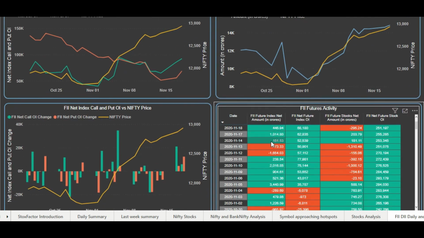You can see that continuously they have been buying the long positions in the index. So this is the current OI, and you can see the FII's net stock. So this number we were also seeing on the card above. So this is the historical data. Then we have the FII net future stock data.